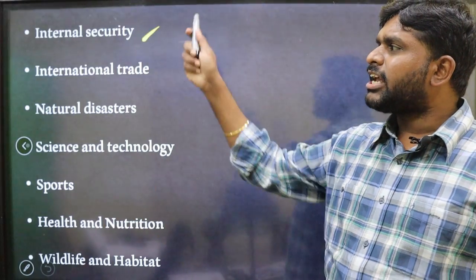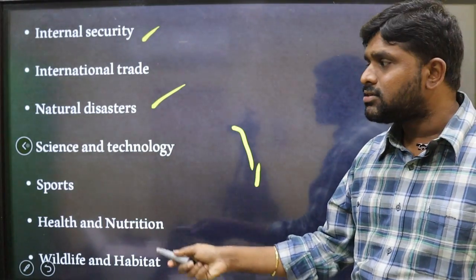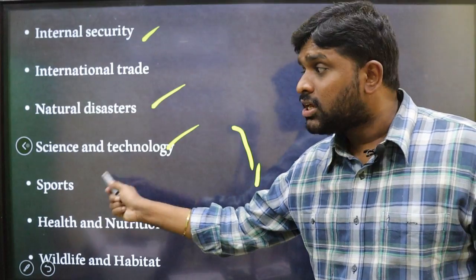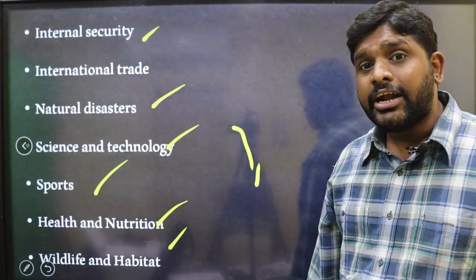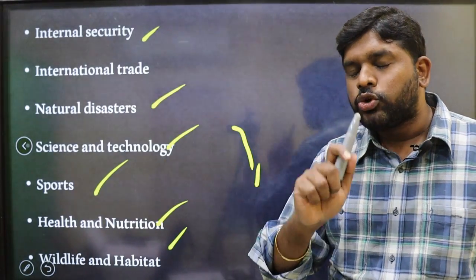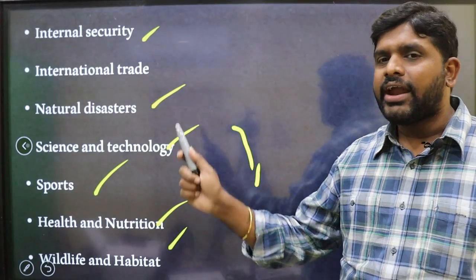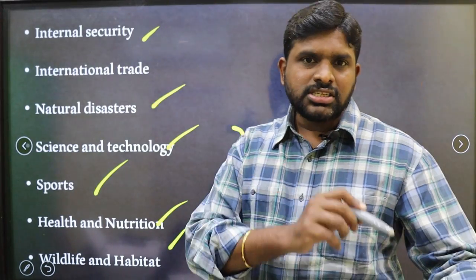Also: internal security, international trade, natural disasters, science and technology, sports if it is your hobby, health and nutrition, very, very important, and wildlife and habitat related. These are the news items you need to cover from the newspaper. Keep a heading in your notes, and whenever such a news item comes, open your notebook and write the point. Finish, enough.